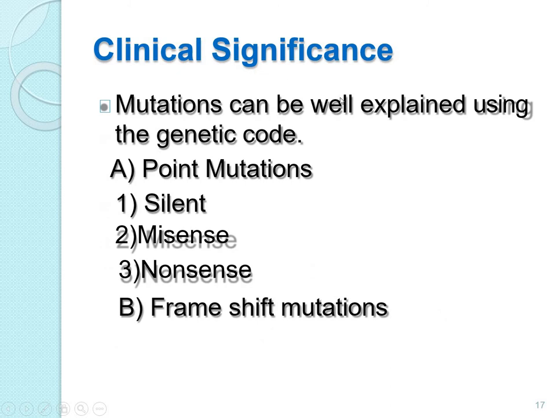There is some clinical significance. Mutation can be well explained using the genetic code. There are 2 types of mutation: point mutation and frameshift mutation. Point mutations are silent mutations, missense mutations, or nonsense mutations.